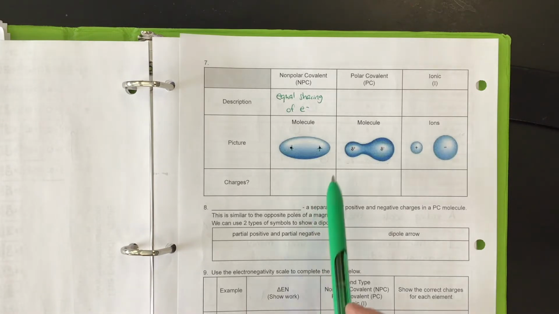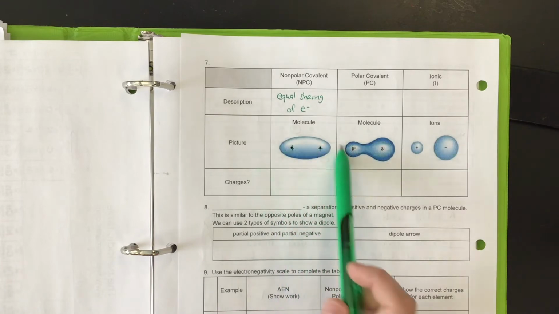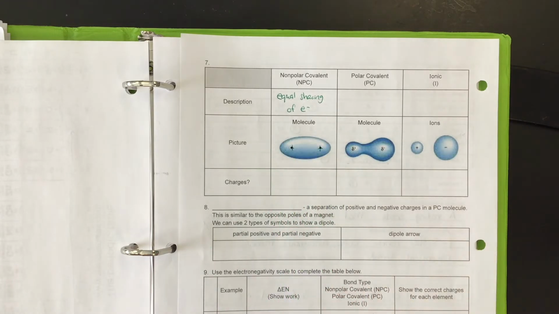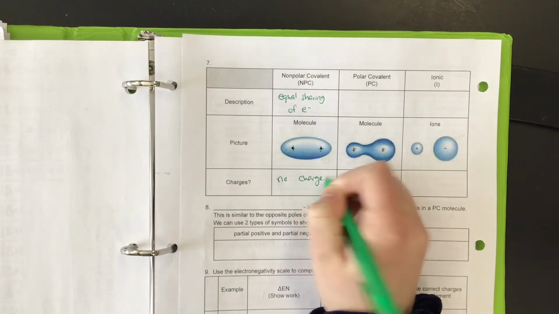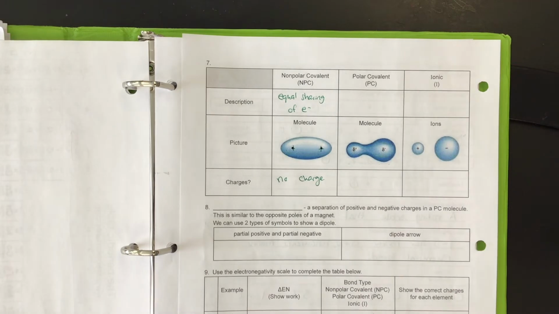So because the electrons don't hang around one nucleus or the other for very long, it's very equal. This is going to have no charge. And we knew that. It's a covalent compound, and we say that they don't have any charges.